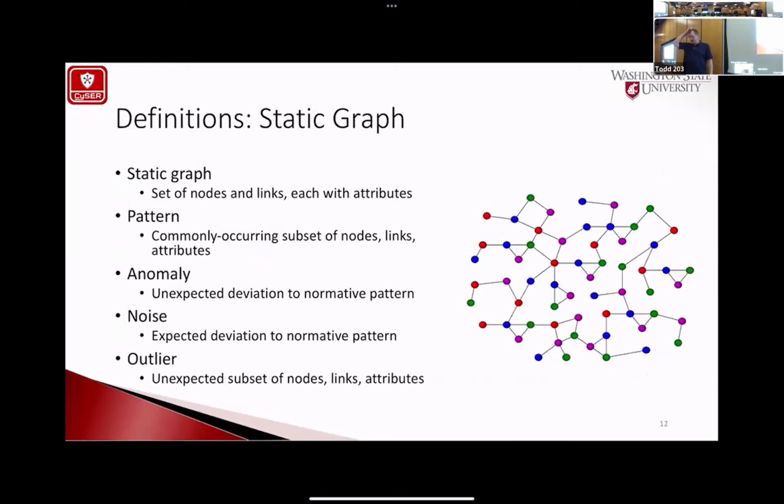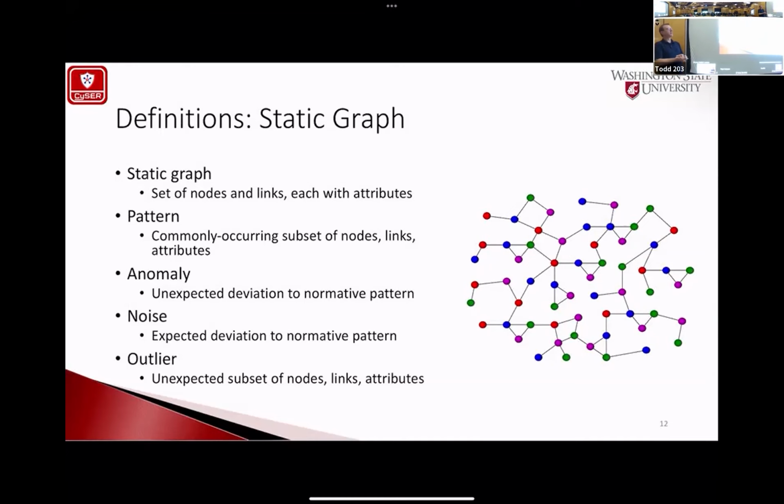So a little bit of, I guess, boring stuff about graphs, just to make sure we have our definitions right. So we talked about the fact that graphs are dynamic. So we want to first talk about static graphs. And when I say the word pattern in a graph, I'm saying, if you look at this graph, what are the common patterns in that graph?